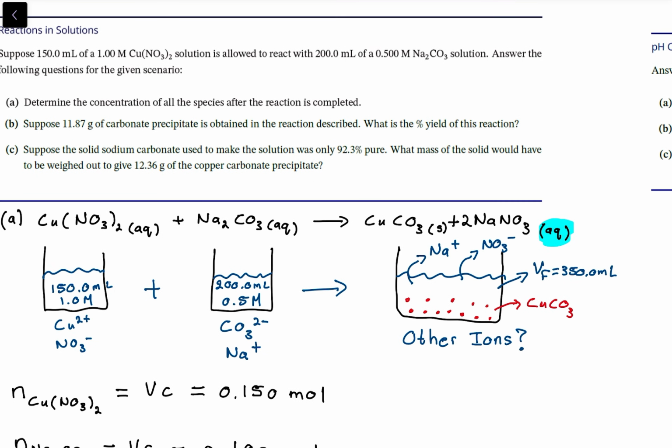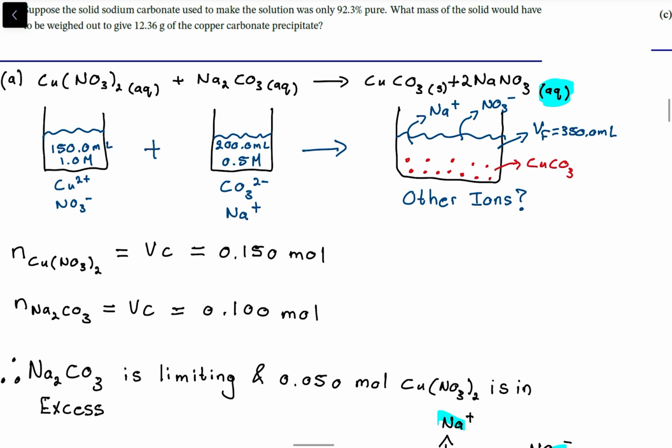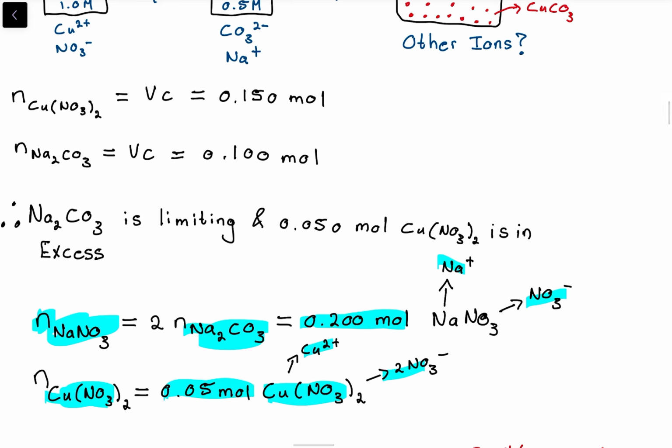Now we're told, suppose 11.87 gram of carbonate precipitate is obtained in the reaction described. What is the percentage yield of the reaction? Okay, so now we're told something about this carbonate. Suppose we get 11.87 gram of this. What does this tell us? So what would we have expected to get given this? What would the mass of the copper carbonate have been given this information that we had here?